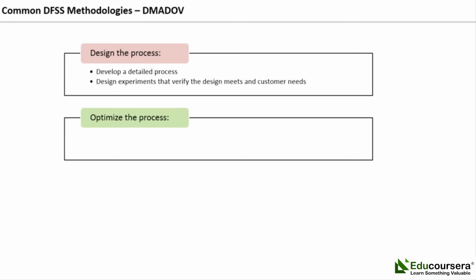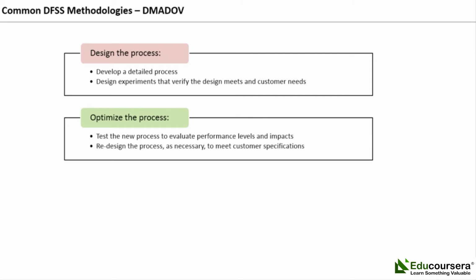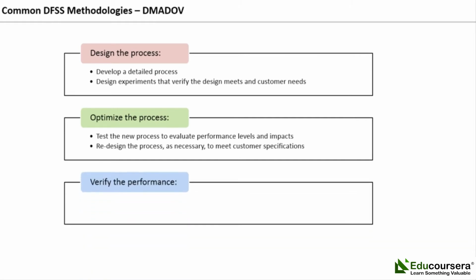Optimize the process. Test the new process to evaluate performance levels and impacts. Redesign the process as necessary to meet customer specifications. Verify the performance. Verify the design performance and ability to meet customer needs. Deploy the new process.